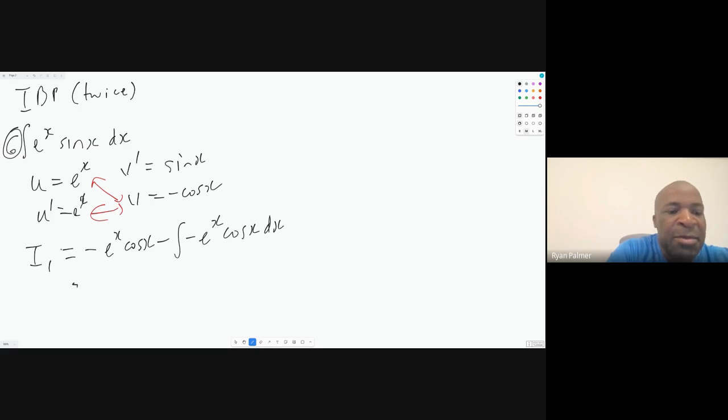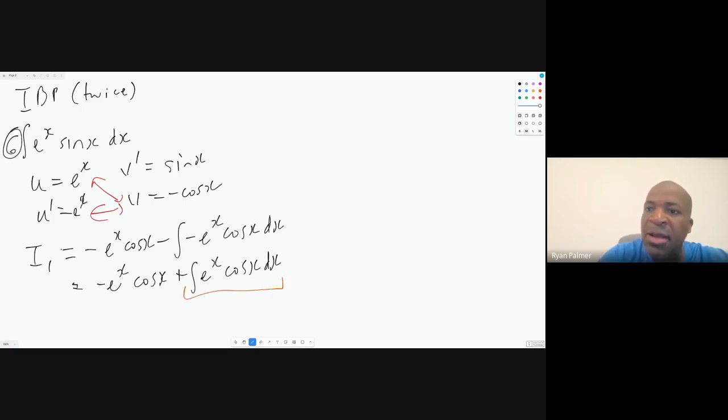We can tidy that up a little bit, so we get minus e to the x cos x, and then plus the integral of e to the x cos x dx. Here we see that this part needs to be integrated, and we're going to evaluate that using the integration by parts method. So, splitting the page.